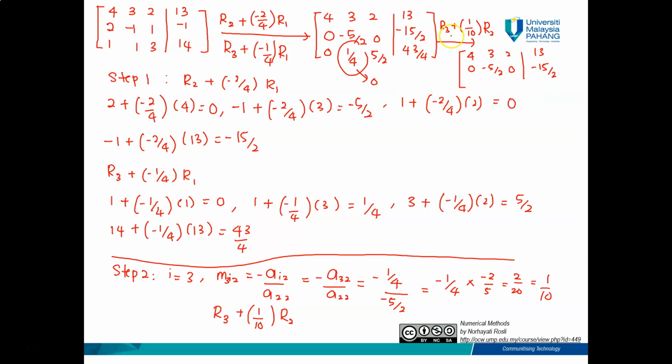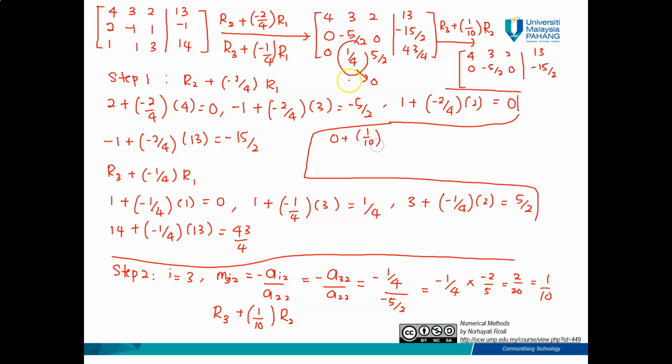But here now we do row operation for row number 3. For row number 3, we use this formula. For the first element here, that is 0 plus 1 over 10, this multiplier, times R2. R2 is also 0, so you get this equal to 0. Make sure, class, you get this equal to 0. If it changed from the original value, there is something wrong in your formula.